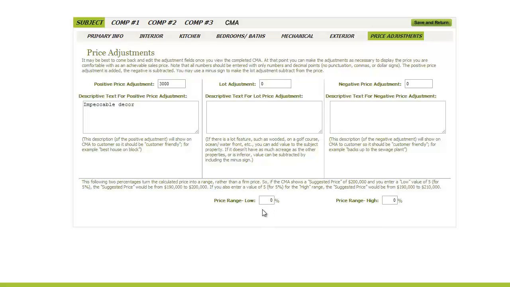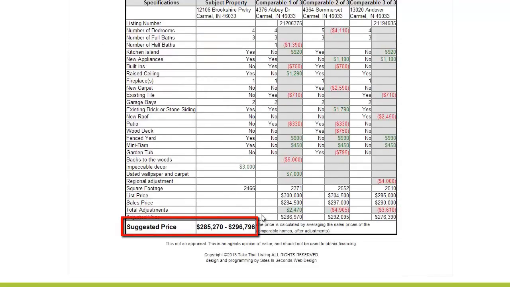Let's say I believe overall the subject property location is better, the subdivision sells much better than the comparables, and the overall appeal of the floor plan is just better. I think the seller could do a little bit better than $288,000. I think it could sell for 1% below the $288,000, but it could sell as much as 3% above. Go back to the CMA, and now you'll see a range in the bottom. This range reflects the percentages that you typed in for price range low or price range high.